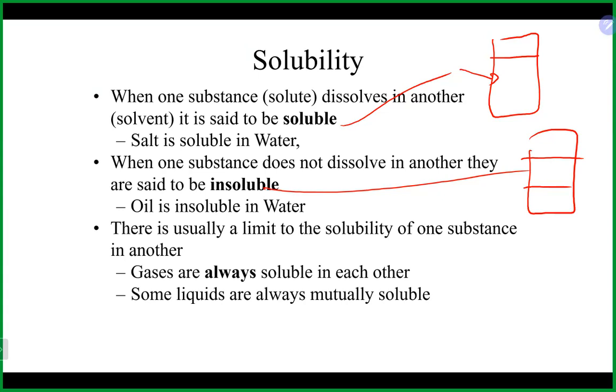Gases are always soluble in each other, because gas molecules are constantly flying around, which means they are constantly mixing in the same container. Some liquids are also usually soluble, and those are what we just talked about. Polar and polar substances are soluble in each other. Non-polar and non-polar substances will be soluble in each other as well. Any questions on that?